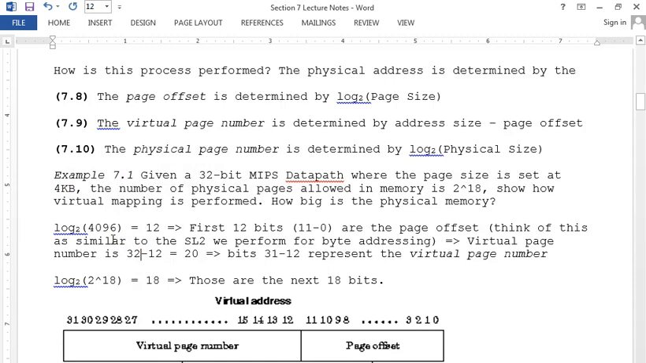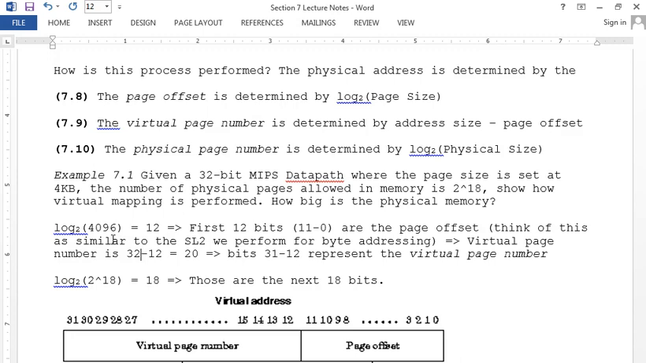So the first 12 bits of the virtual address is the page offset. You can already see the diagram a little bit. 0 through 11 is the page offset. This is the equivalent at this level of your byte addressing. You shift left 2. Here, you're actually using these 12 bits to indicate the page offset. Then, log 2 of 2 to the 18 is just the next 18 bits to indicate the number of actual pages, right? So that tells me where the address is.